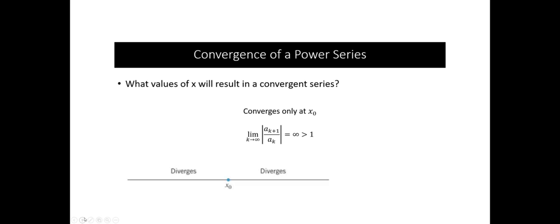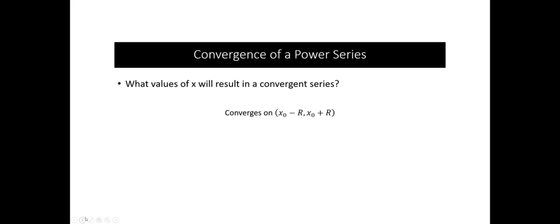So what this looks like is it diverges everywhere except for that one spot. So my interval is really just a point at x naught, whatever that value is, and the radius of that interval is 0 because the interval is just a single point.